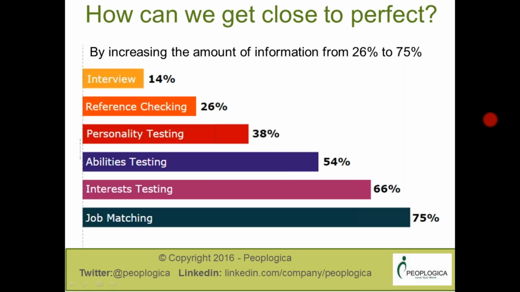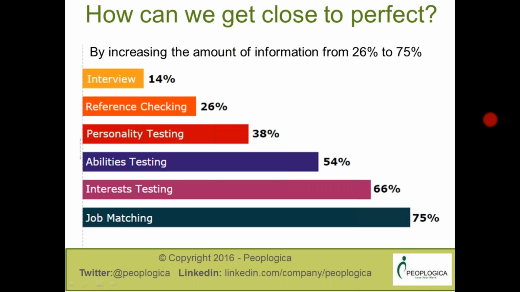So how can we get close to perfect? Well, the reality is, we look at the traditional recruitment process of the resume, interview and reference checking, that 26%. You can see the cumulative effect from here of using personality testing, abilities testing, interest testing, and job matching, job fit, is essentially adding science into it. So it's the people analytics. So what we want to do is add science into the people side.